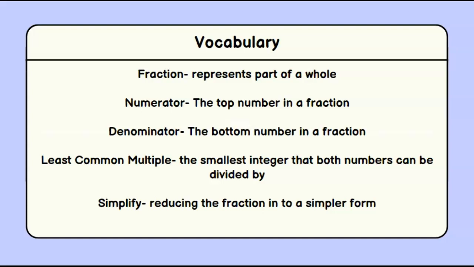Vocabulary for this topic that you will need to understand: the word fraction represents part of a whole. The numerator is the top number in a fraction. The denominator is the bottom number in a fraction. Least common multiple, or the common denominator, is the smallest integer that both numbers can be divided by. And finally, simplify means reducing a fraction into a simpler form.